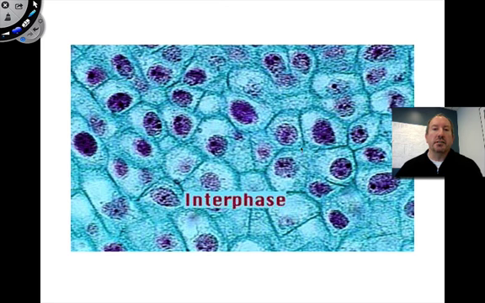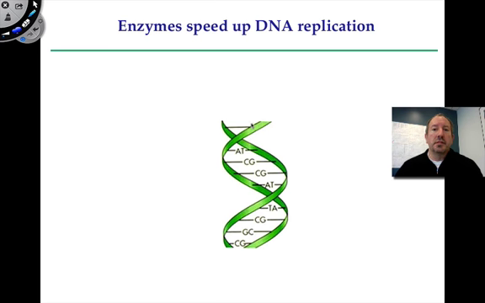So this is a bunch of cells in interphase right here. It's the most common phase to be in because it takes the longest. It has the longest duration. So let's talk about now how does replication occur.